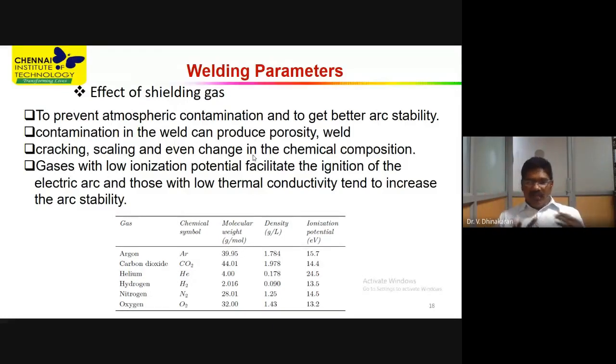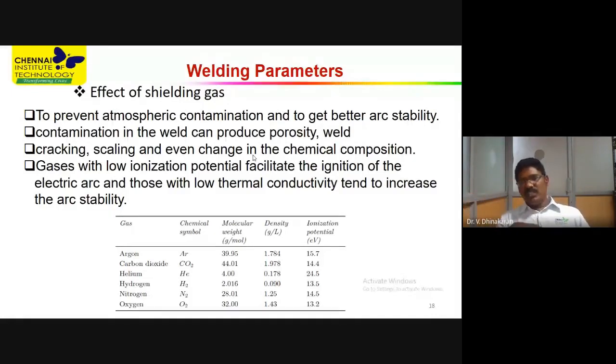See, when you use titanium or inconel or zirconium material, it is highly reactive to the environment. So the weld pool has to be properly protected. In order to protect the weld pool in a good way, you have to create an inert atmosphere. The inert atmosphere can be produced by the utilization of shielding gas. So the shielding gas will also have some effects.